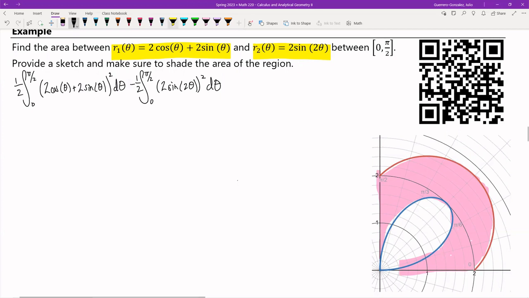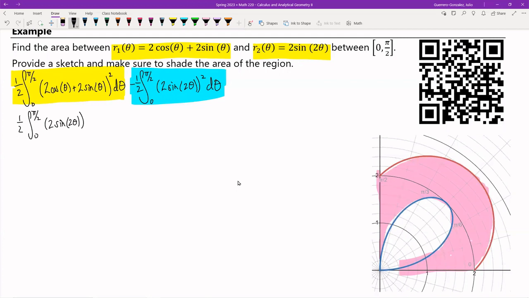Okay, now this one we've already done. That area was our previous example. So I'm only going to work on this bit. I'm just going to see what this is supposed to compute to. So I'm going to go ahead and compute that. Let me just separate it away. 1/2 integral 0 to pi over 2 of 2 sine 2 theta squared d theta. Okay. 1/2 integral 0 to pi over 2 of 4 sine squared of 2 theta d theta.